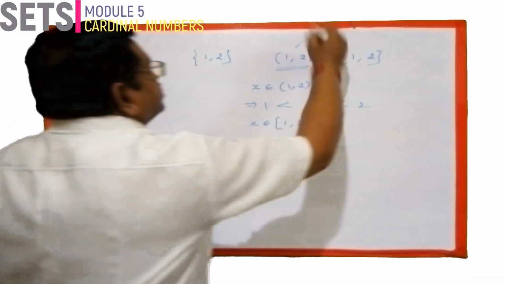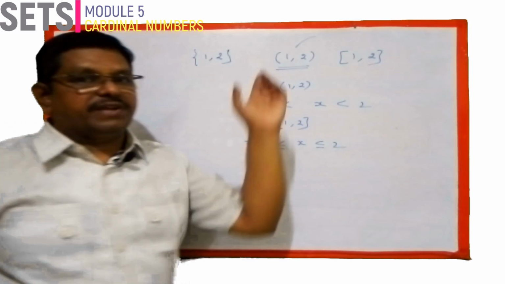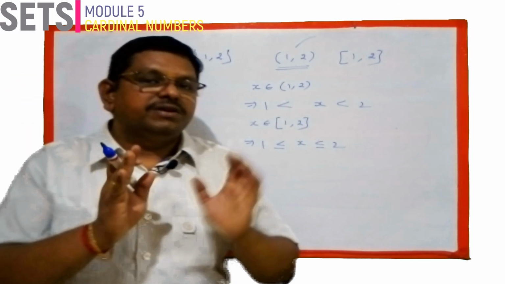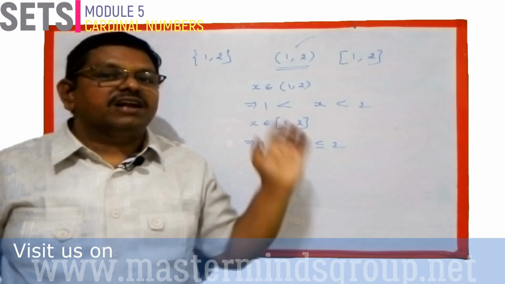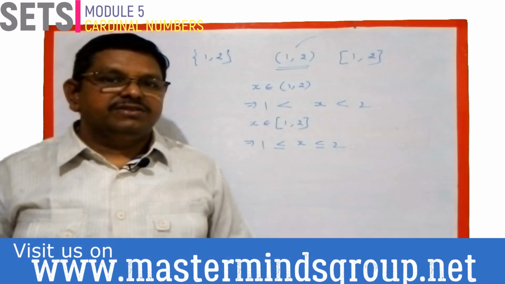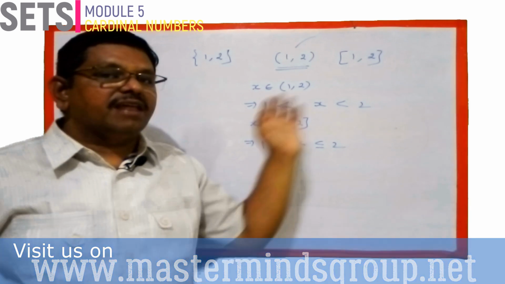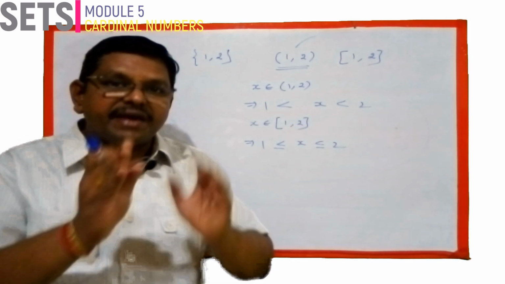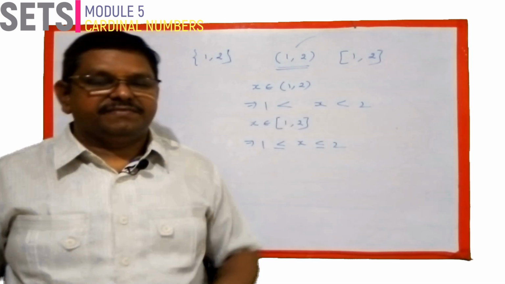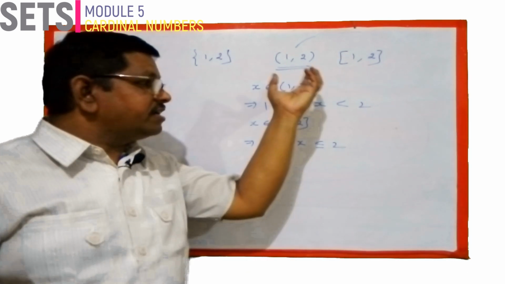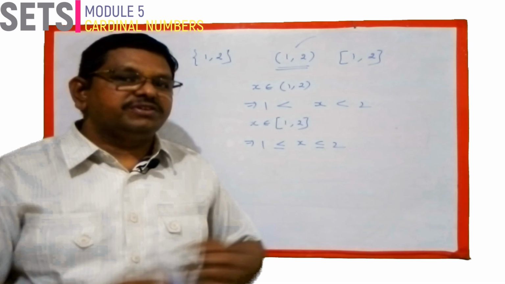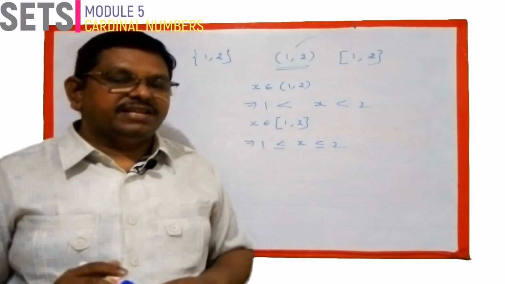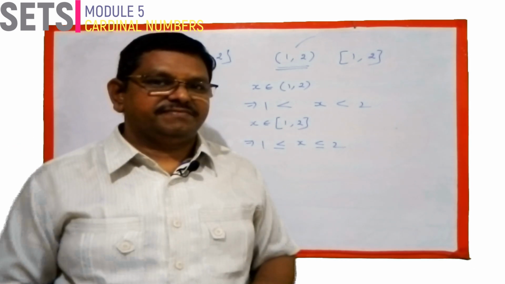Now take only this one. This way of writing, this open bracket 1, 2, is the representation called as ordered pair. A specific way of writing the elements in the open bracket as a pair is called as ordered pair. Okay, how is this ordered pair got? That's what we are going to discuss in this module. That is called as Cartesian product.